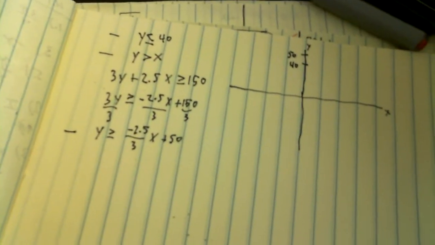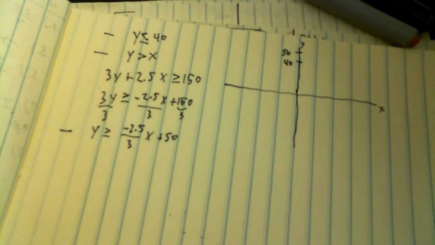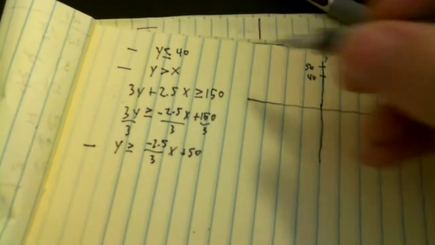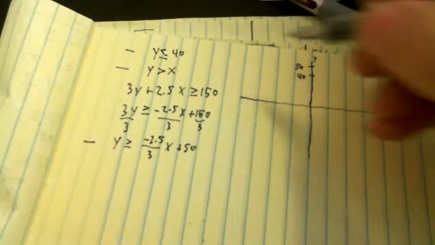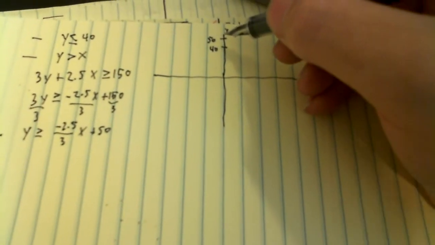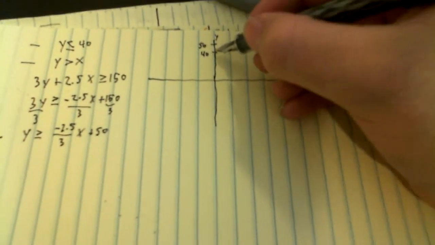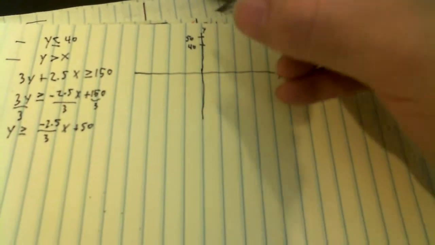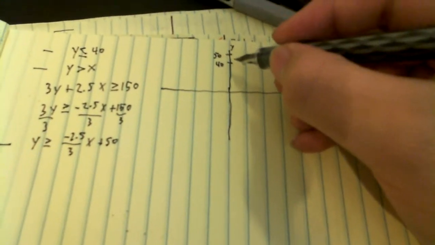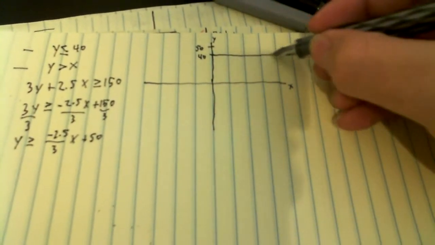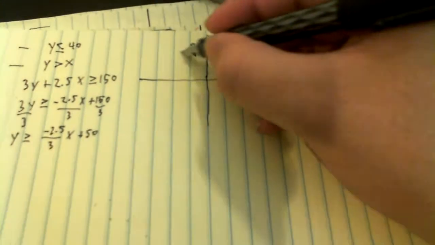Okay, so let's graph the first one. y is less than or equal to 40. Remember that this is just a line. We're just graphing a line. And this is a constant function. So we're just going to graph a horizontal line with a zero slope. It has no slope. So let me try and do this to the best of my ability. I'm not good at drawing straight lines. Okay. Alright, that's good enough.